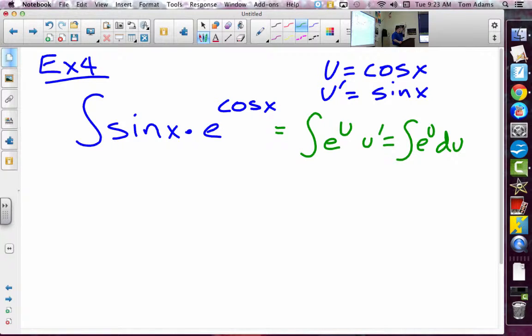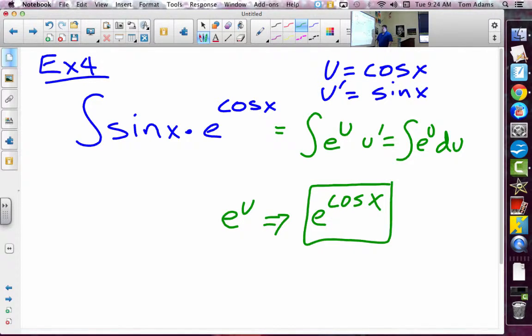What's the derivative of e to the u? E to the u, right? E to the x, e to the u, e to the any variable, e to the smiley face, when you take the derivative of it, is just e to the whatever the variable is. So the antiderivative of e to the u du is just e to the u. What is e to the u? E to the u is e to the cosine of x. That's the antiderivative. Oh, plus c, right? Because it's a family of functions.